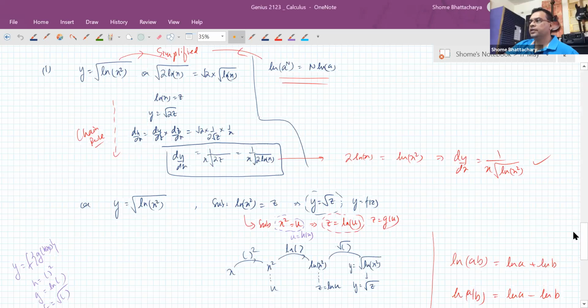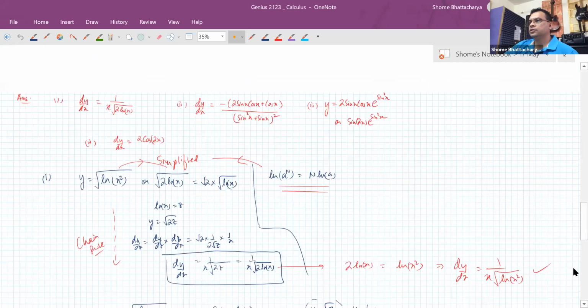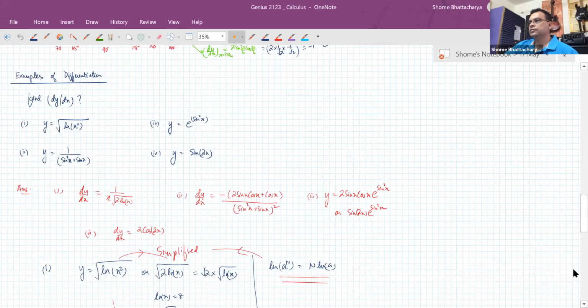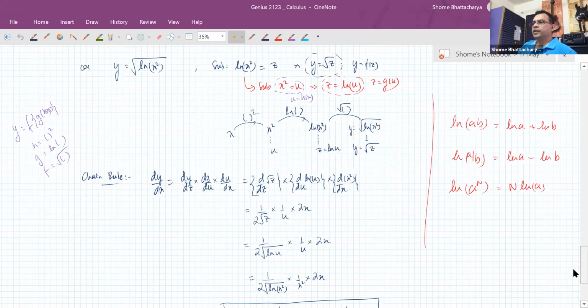little bit more complicated, because then we have to do this kind of substitution. It is square root of ln of x square. So from x we are first operating the whole square function. Then on that x square we are operating the log function, ln of x square. And then on that log function we are operating the square root function. So it is square root of ln of x square. So we have to do a double substitution.